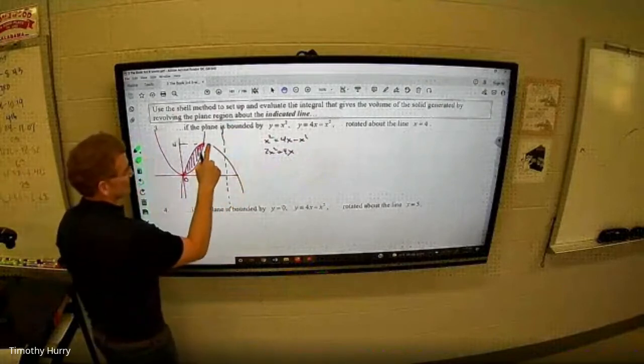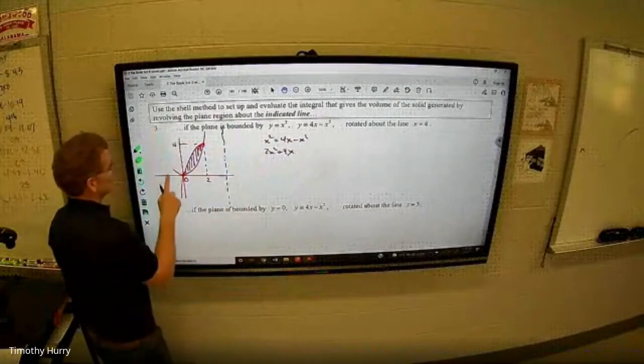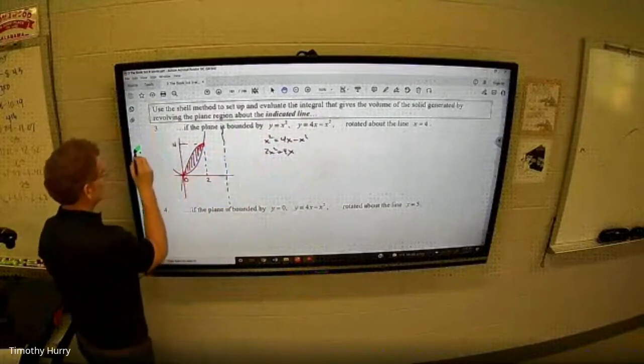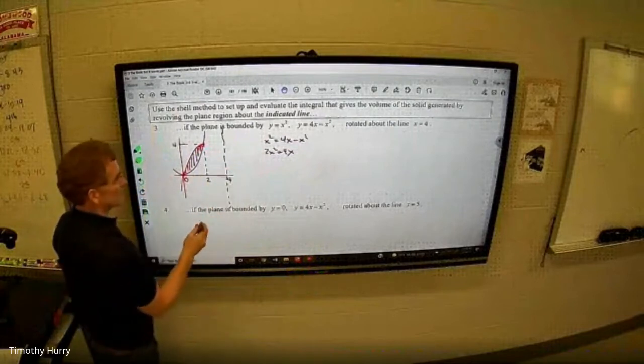So I really don't need all of this junk. So I'm rotating that shaded figure about this line right there.